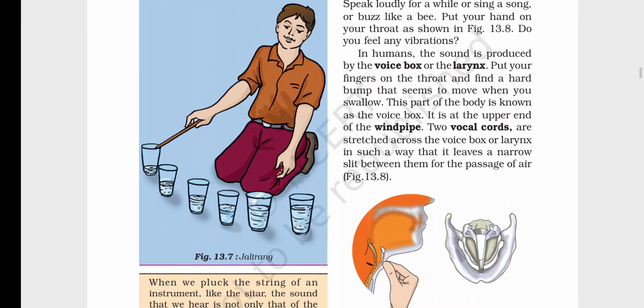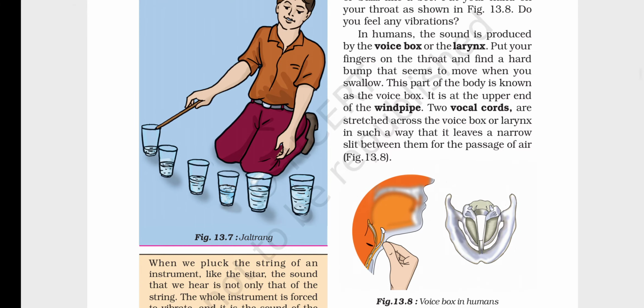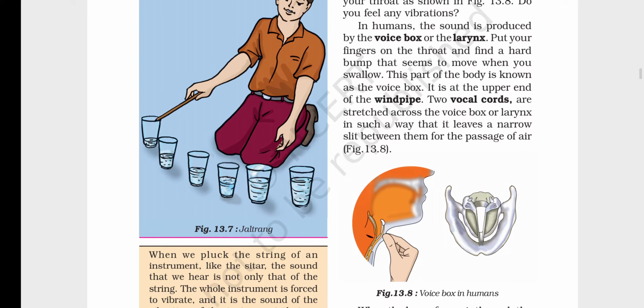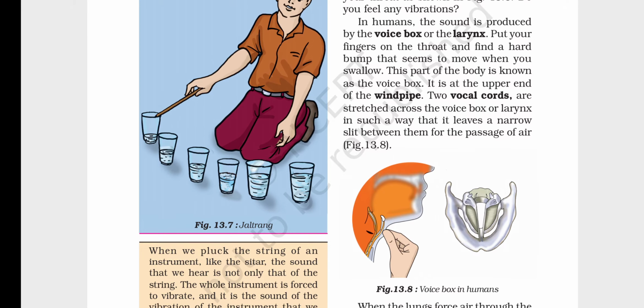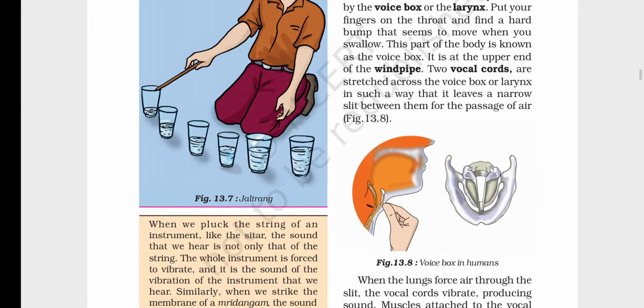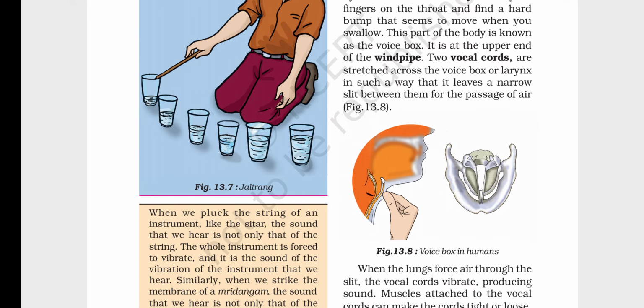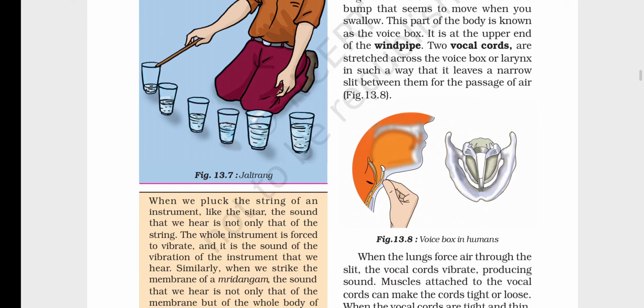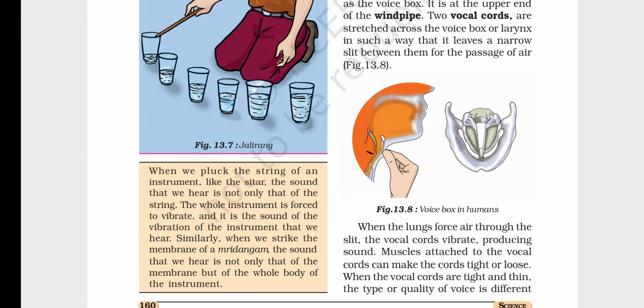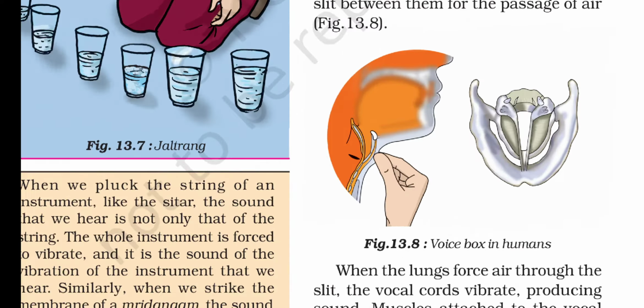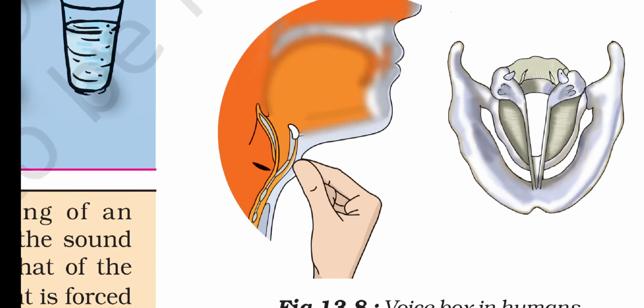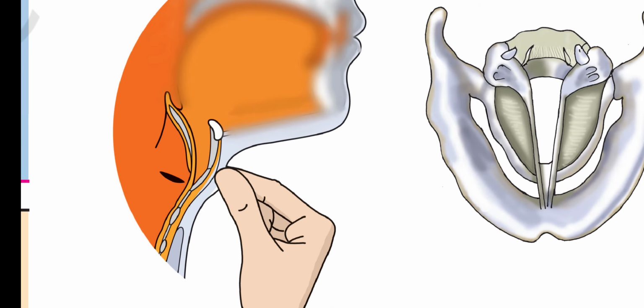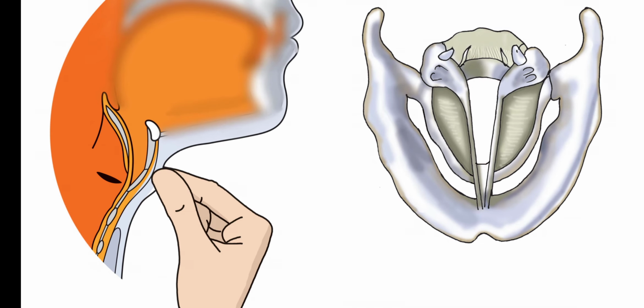Put your fingers on the throat and find a hard bump that seems to move when you swallow. This part of the body is called the voice box. It is at the upper end of the windpipe. Two vocal cords are stretched across the voice box or larynx in such a way that it leaves a narrow slit between them for the passage of air. Here you can see. Are you able to see the narrow passage where the air can move?